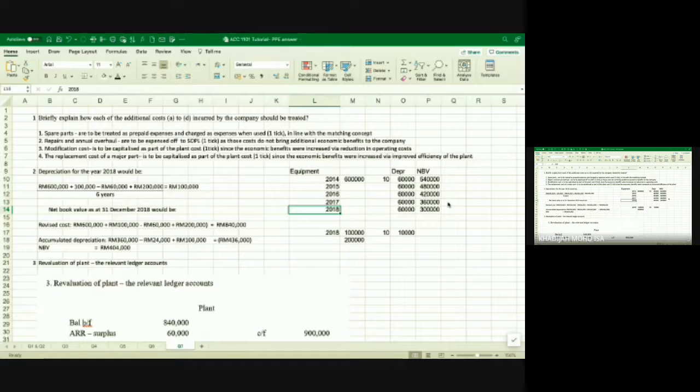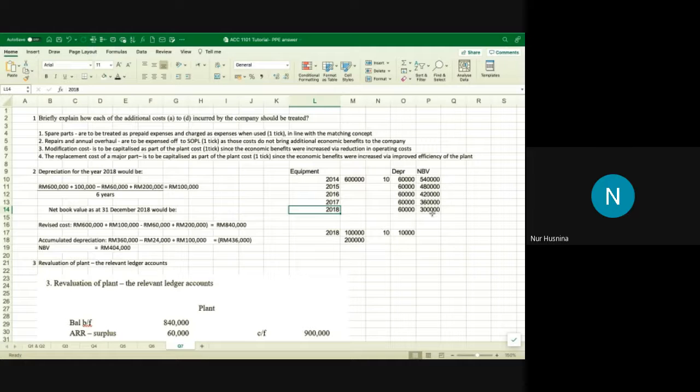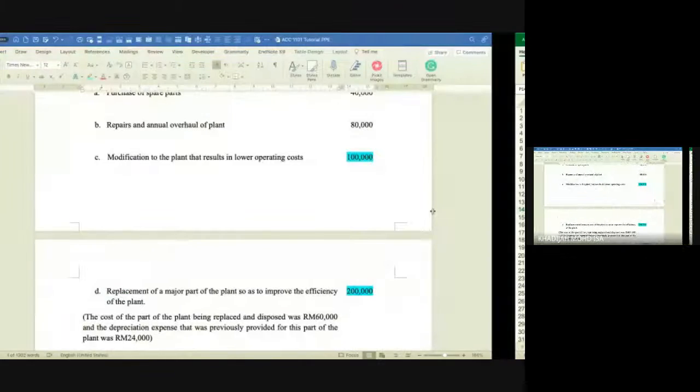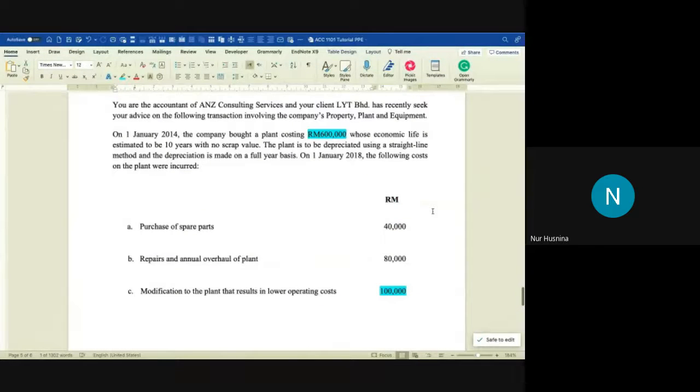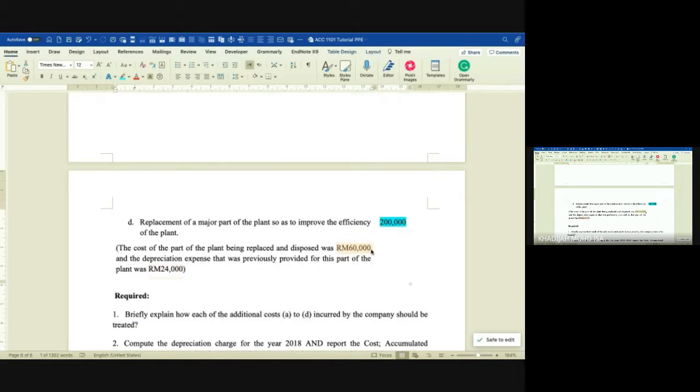The depreciation. Dia ada disposal, madam. 60,000. Bila ada disposal dia? Dekat information yang di bawah dia ada tulis. Oh, ada disposal lah pula. That's why ada minus 60,000 tu. For this part is only the 24,000. Oh, I miss that information.